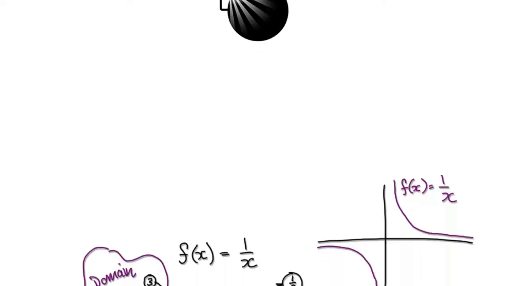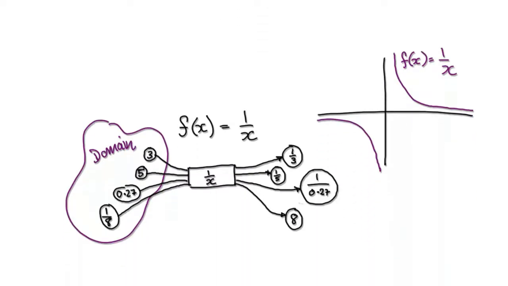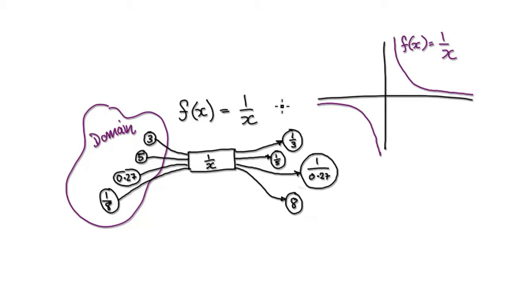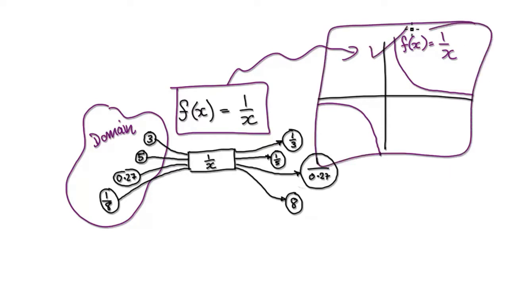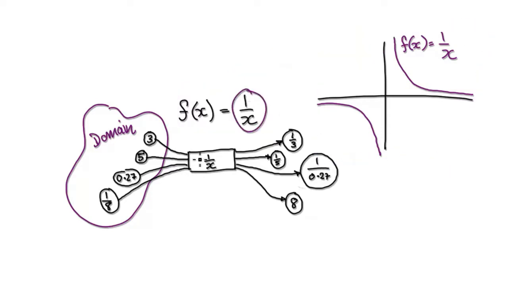The domain of a function is what you can put into the machine without it breaking down. So for example, let's look at this function, 1 over x. We've seen that the graph of 1 over x looks like this. So you can imagine a function as being like a machine.